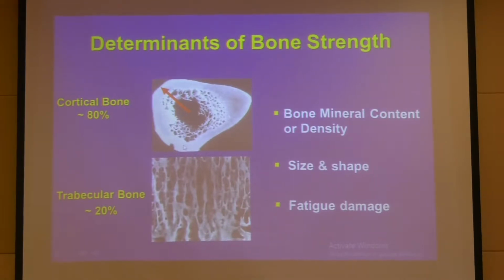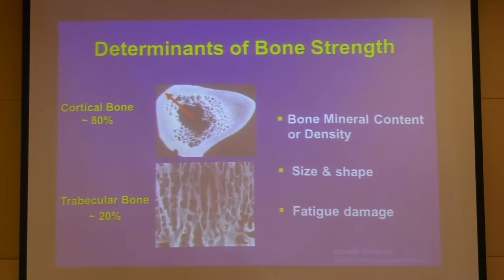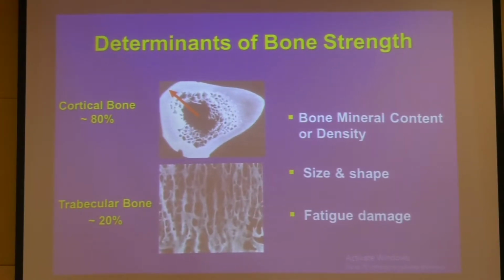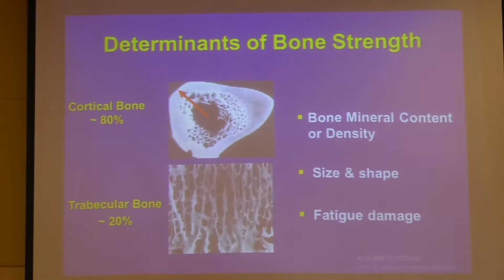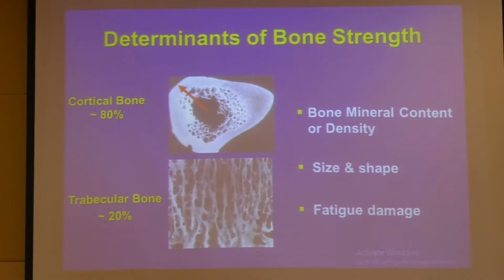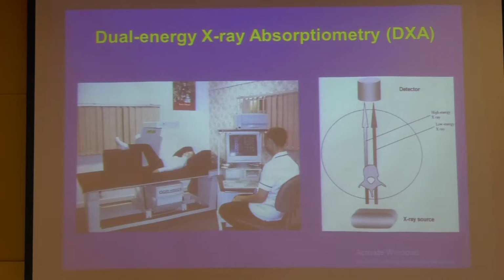So the long bones, for them to be strong, need to be wide. So size is important. And then you want to be able to measure the amount of mineral that's contained within the bone envelope, or its density. And you need to be able to look at the fatigue damage, which we are not able to do in vivo. But we can measure the size by DEXA, we can measure the content, and we can sometimes measure the shape as well. So what is DEXA?